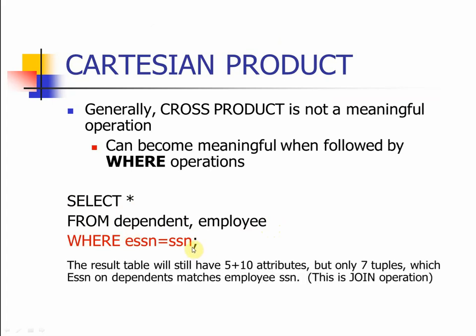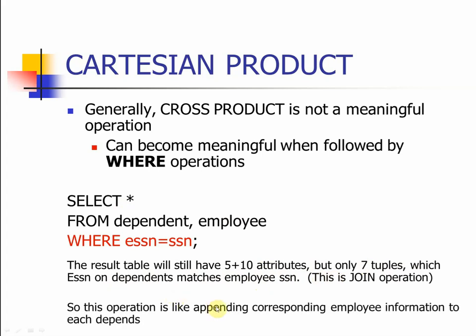So what it will do is that it will end up still a table with 5 plus 10 attributes. The number of attributes is not changed since we do select star. So it will still end up with 15 attributes, but only 7 tuples where the ESSN of the dependent matches the employee SSN. And that is actually the idea of the join operation. So basically this operation is acting like appending corresponding employee information to each dependent.